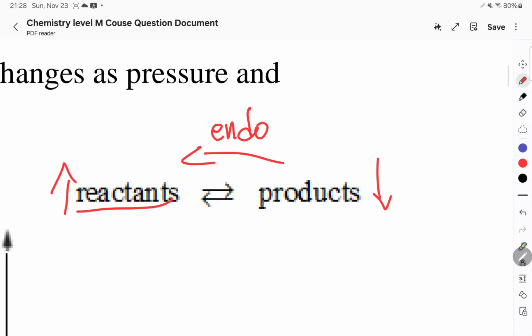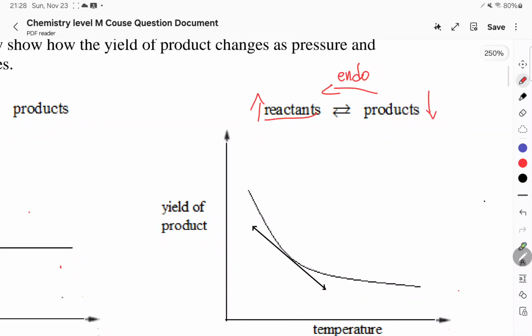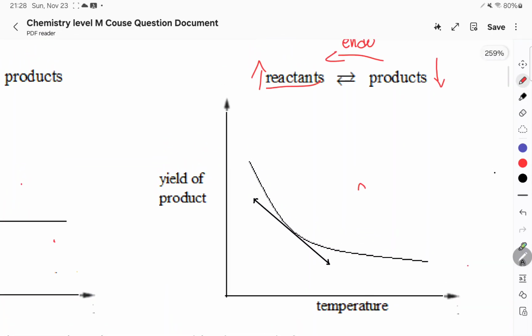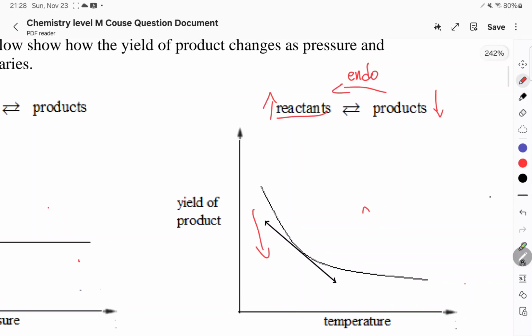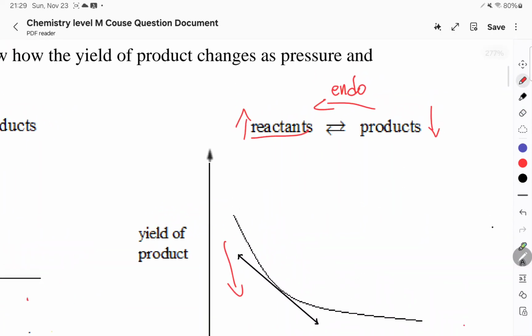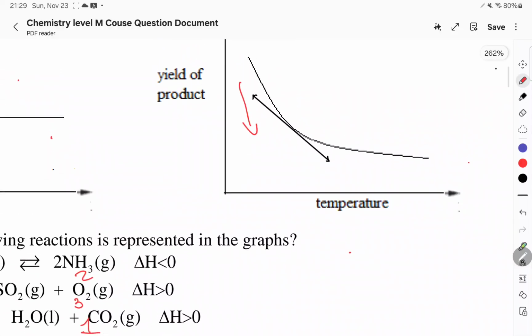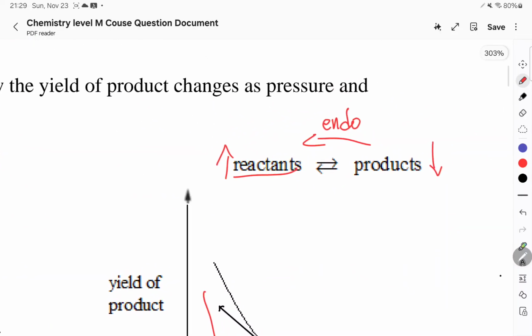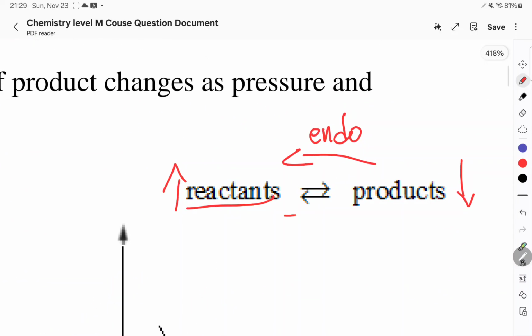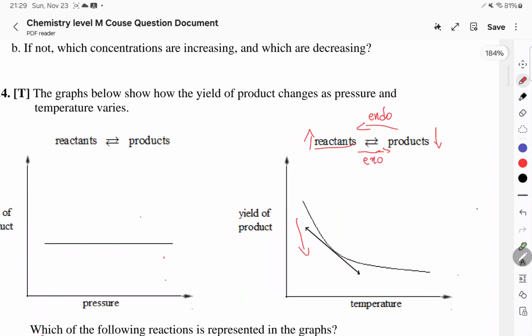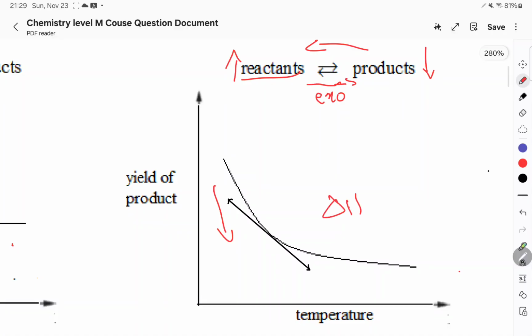Products are decreasing and reactants are increasing. So that means the concentration is moving from right to left, or in the endothermic direction, since the temperature is increasing. Now, if the backward reaction is endo, that already shows us that the forward reaction is exo. And that means the enthalpy change is less than 0.